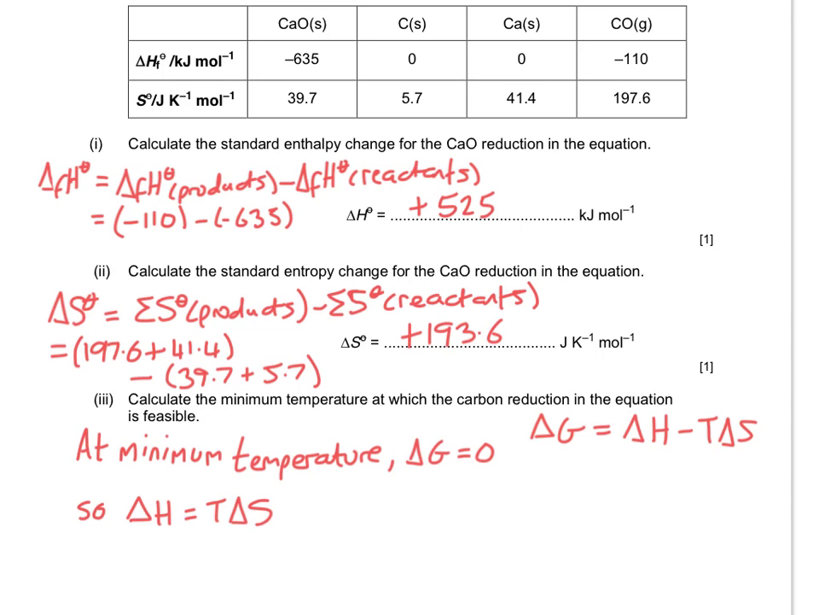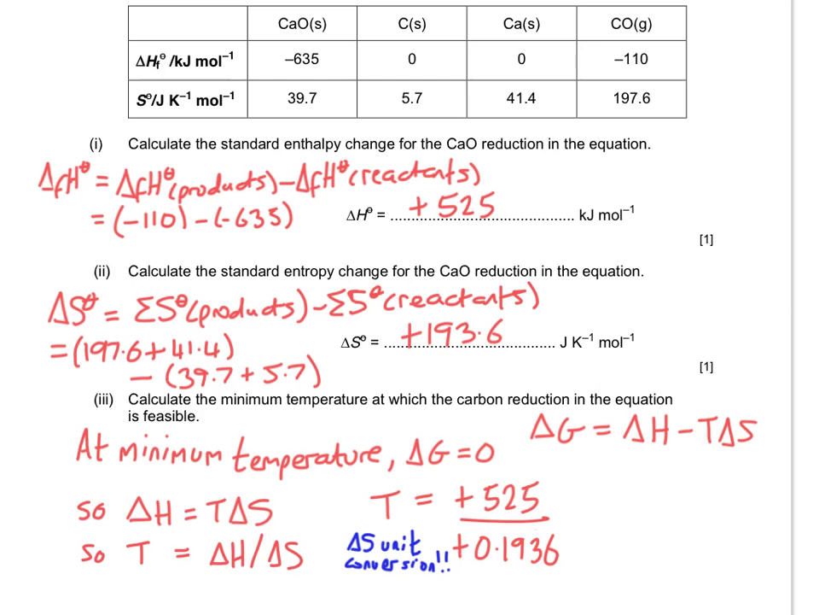So that means that delta H is equal to T delta S if delta G equals 0. And rearranging the equation the same way that we talked about earlier, it's T is delta H over delta S. Notice that I've converted my units by dividing 193.6, my delta S value, by 1000 to convert it to kilojoules per Kelvin per mole. So that gives me 2711.78 kelvins. It didn't say that the minimum temperature had to be in degrees Celsius, so we don't have to convert back. I can leave it as Kelvin.